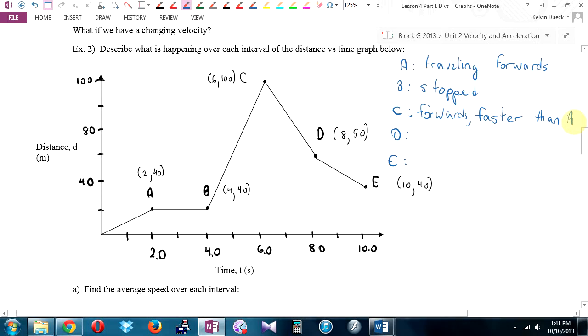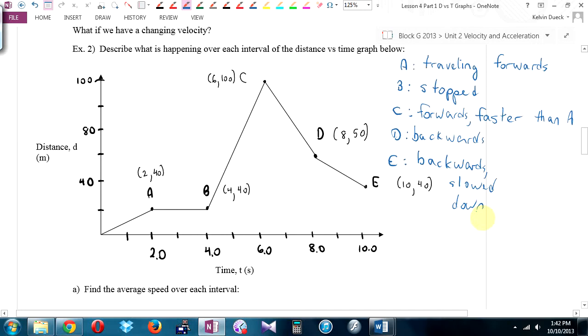What about section CD? The same speed as it was going forwards? I don't know. We'll come back to that. What's happening in section E? Forwards or backwards? Backwards. Nice. Let's add that.